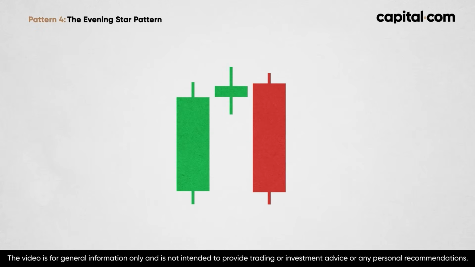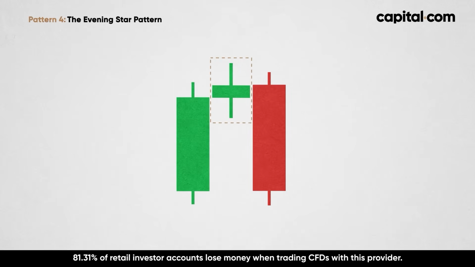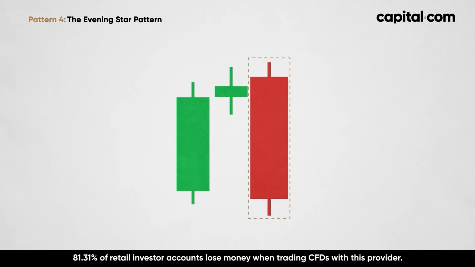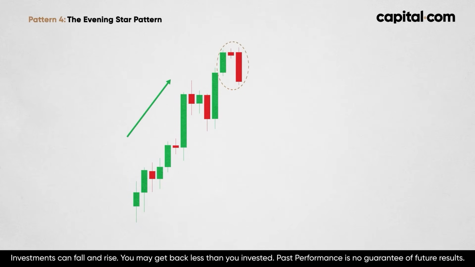Pattern 4. The evening star pattern. The evening star is a 3-candle pattern. The first candle is a large, full-bodied green candle. The second candle is a small-bodied candle of any color. The third candle is a large, full-bodied red candle. The evening star is a bearish reversal pattern. It typically appears in an uptrend, and it often signals that the price is ready to turn downward.